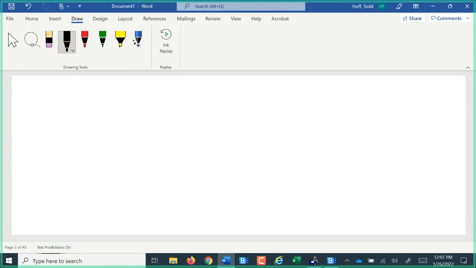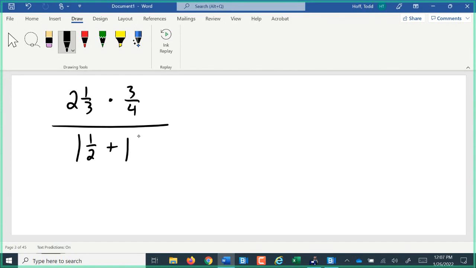We've worked with fractions and decimals, and those fit into these order of operations. The most common application for fractions is something they refer to as complex fractions. You might have something like 2 1/3 times 3/4, of course, divided by 1 1/2 plus 1 7/8.